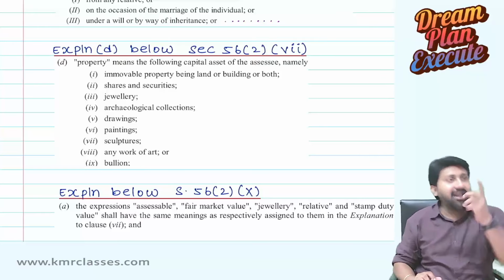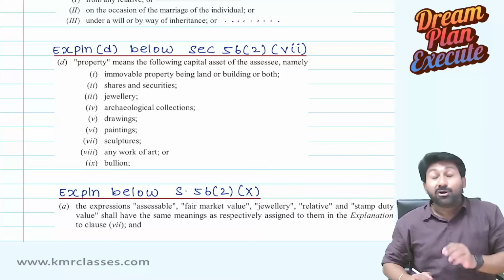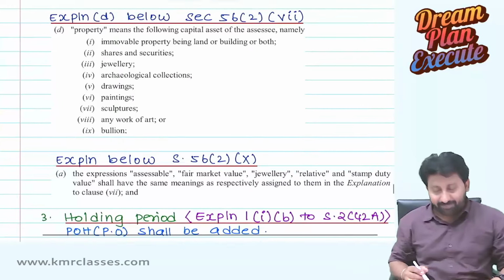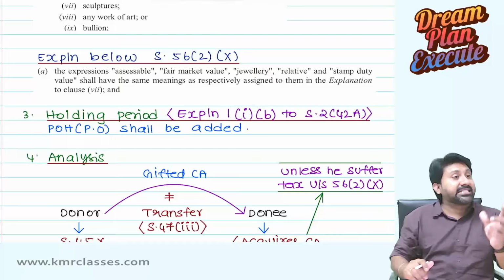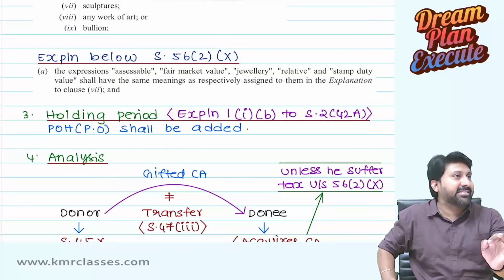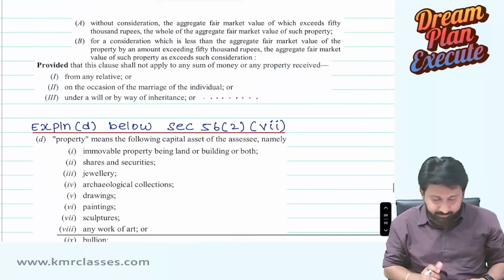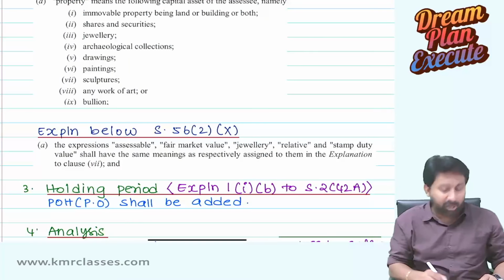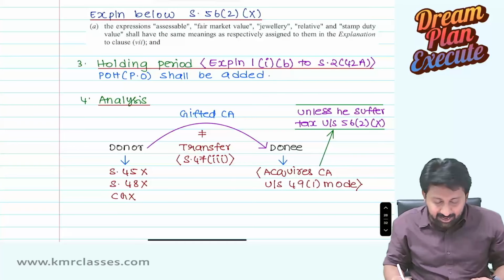Sir, again I got a doubt. You said this is an explanation below 56(2)(vii). Clause 7 has no relevance now, right? Clause 7 may not have relevance today, but the clause 7 explanation has relevance. How, sir? Prove it. The explanation below 56(2)(x) said exactly that: the expressions assessable, fair market value, jewellery, relative, and stamp duty value shall have the same meanings as given under the explanation to clause 7. Therefore, the property definition, all these will have the same meanings as given in clause 7. Understood the point clearly? This is the meaning you need to understand.